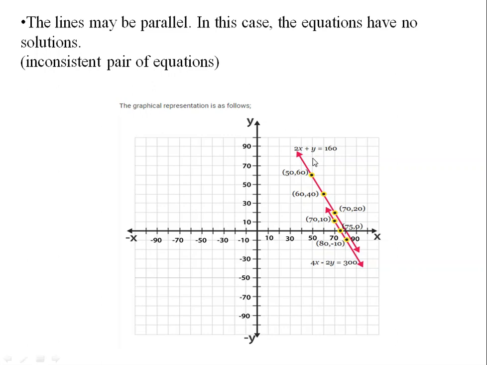Now you can see this line represents 2x plus y equal to 160 and this small line represents 4x minus 2y equal to 300. These two lines never meet. They are actually parallel to each other. In such a case, the equations have no solutions. Such pairs are called inconsistent pairs of equations.